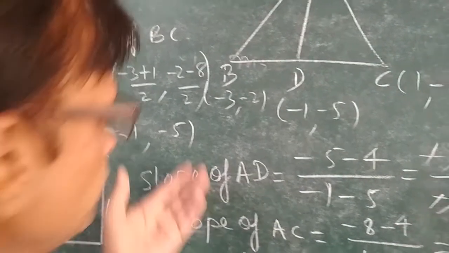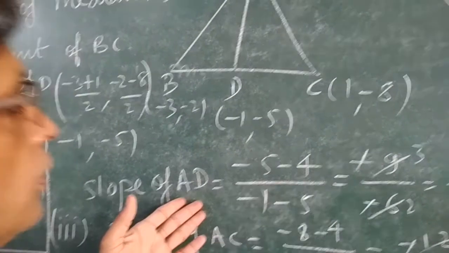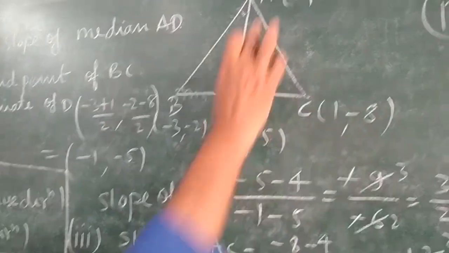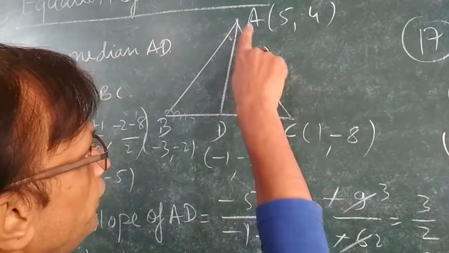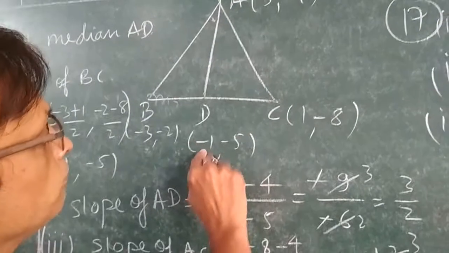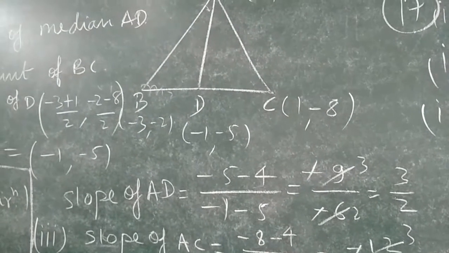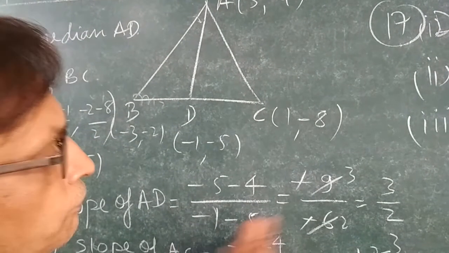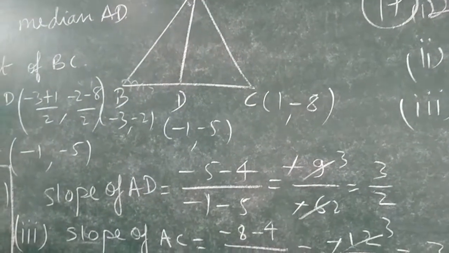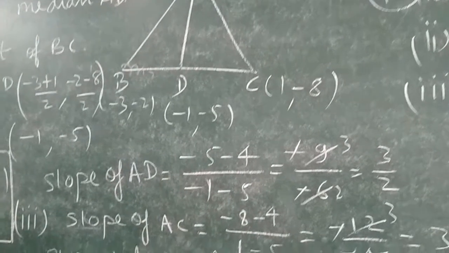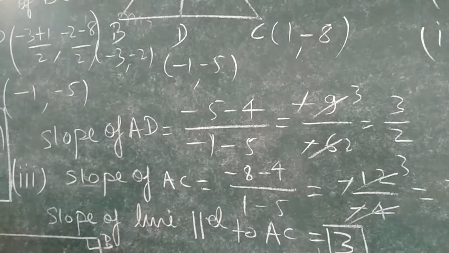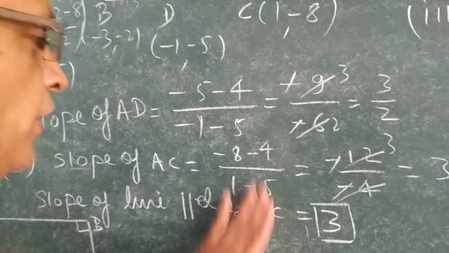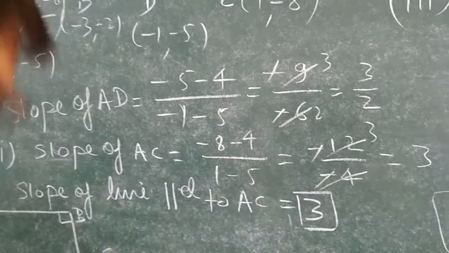Now we can very easily find the slope of AD because we know the midpoint D. 2 points are known to us: A 5 comma 4, D minus 1 comma minus 5. So we can now find the slope of AD. Minus 5 minus 4 upon minus 1 minus 5, it is equal to 3 by 2. So this is the answer. Now third part, slope of AC. We have to find the slope of AC. You see that we can very easily find the slope of AC, it is equal to 3.